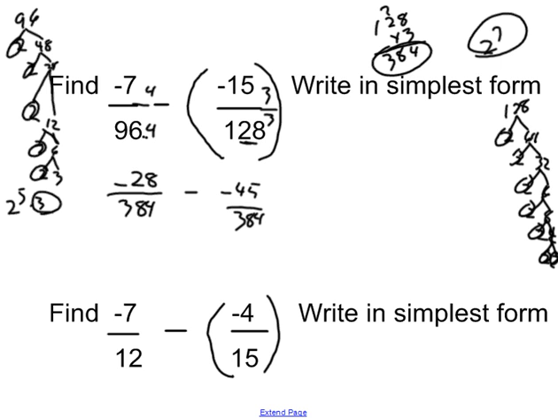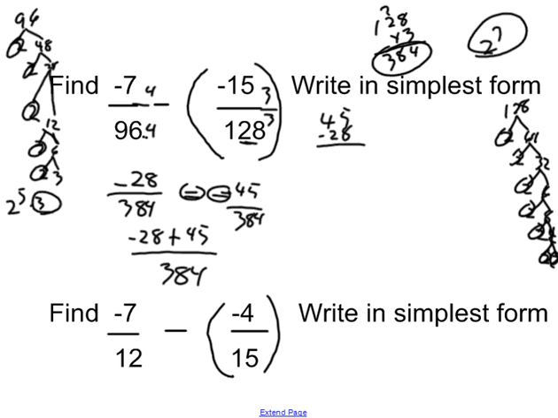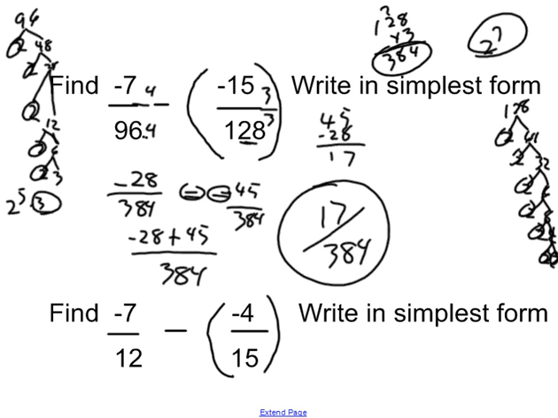And of course, I am subtracting them. So my common denominator here is 384. And I've got a numerator of -28 minus -45. So that becomes plus 45. 28 plus 45 is 17. So I've got a final answer here of 17 over 384, and it is positive. 17 over 384 is the addition there.